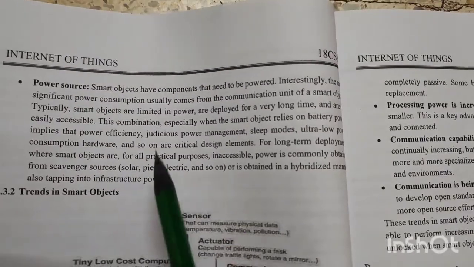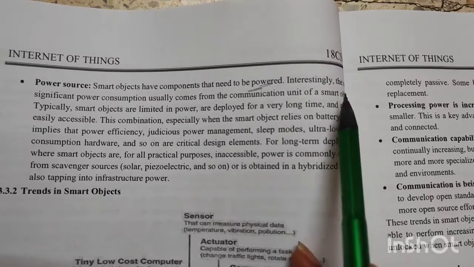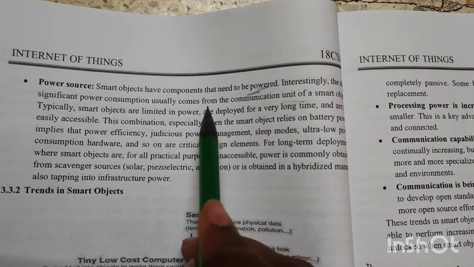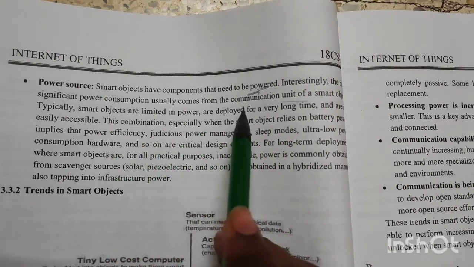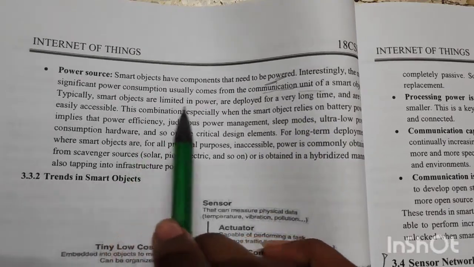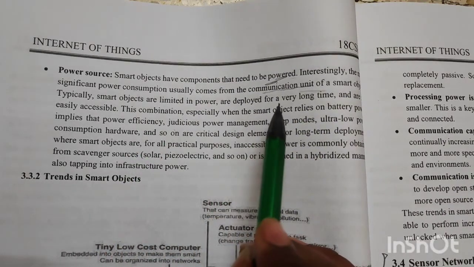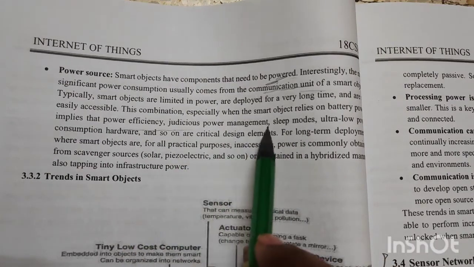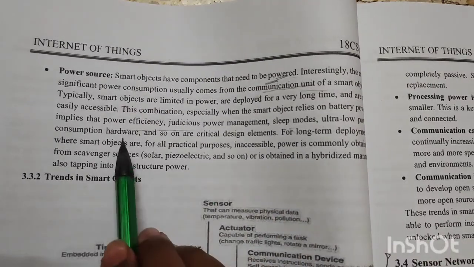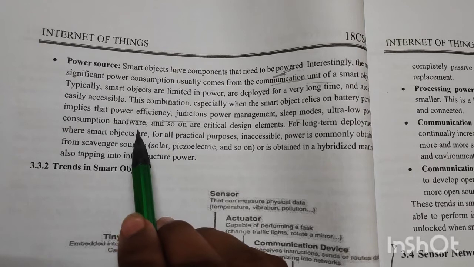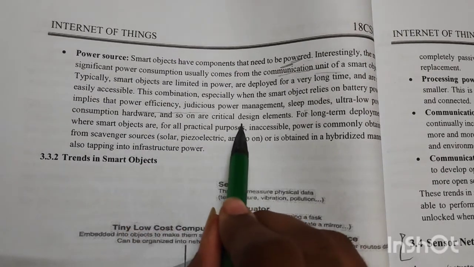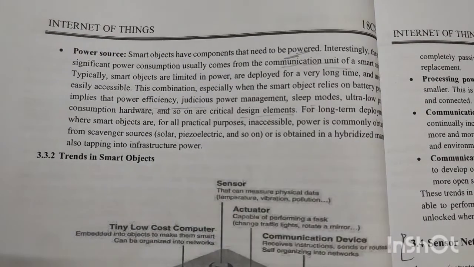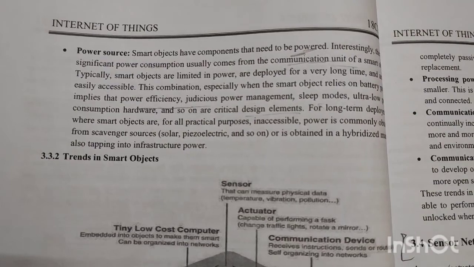Then you have the power source. Smart objects need to be powered so that they can continuously work and communicate. Power consumption usually happens in the communication unit of a smart device. These are limited in power and are deployed for a very long time, so they must be power efficient. Judicious power management must be done using sleep modes, ultra low power consumption, low power hardware, and so on, as critical design elements. For the long term, you either use battery power or supply electricity to it.